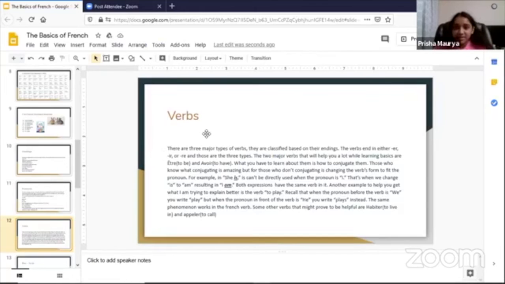So verbs, there are three major types of verbs, and their endings, they either end in er, ir, and re. Those are the three types of verbs. The two major words that will help you a lot while learning are être and avoir. So you just need to know how to conjugate them.